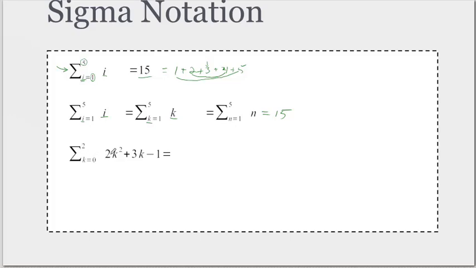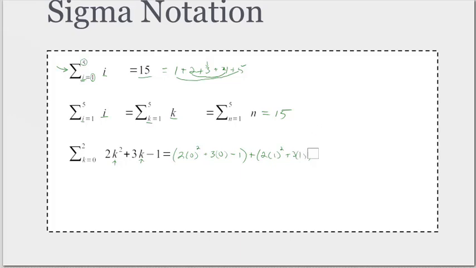So in a case like this, where we get a little more interesting, it's not just summing up the k, we're summing up some function of k. So in this case, what we would do is we would say 2 times the first k, which is 0, squared, plus 3 times the first k, which is 0, minus 1. And then, after that, now let's move k up 1. So 2 times 1 squared plus 3 times 1.